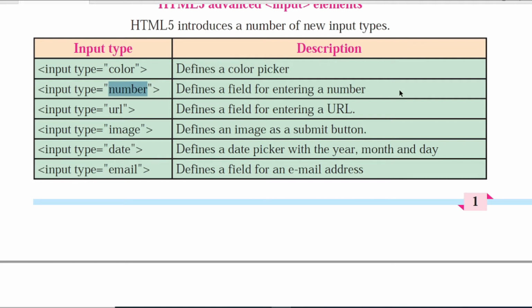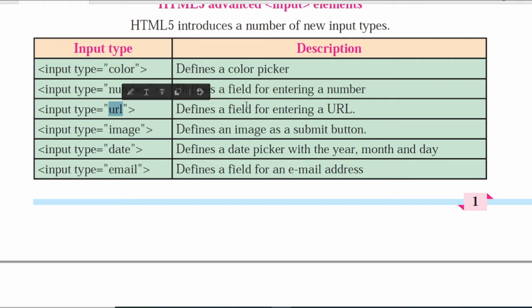Similarly, a new type is input type equal to number, which defines a field for entering a number. My dear students, you must have practiced with input type equal to text, which helps the user to write text in a given text box or field. Here, with the help of input type equal to number, we can take specifically a number from the user, and the field which we create through this syntax will help the user to enter a number.